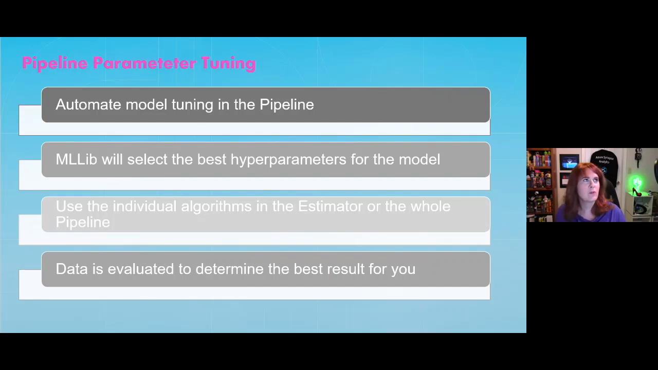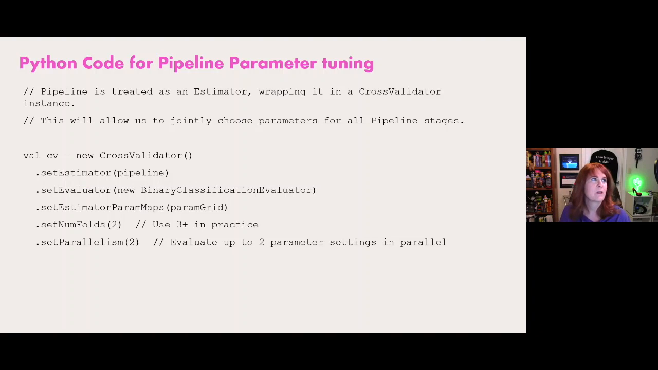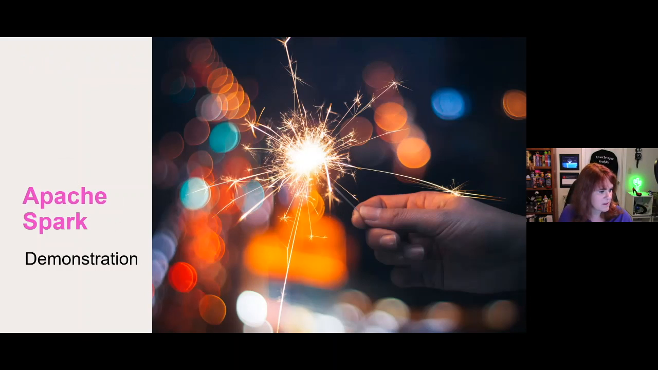You can also tune your pipeline, and MLlib will help you out by selecting the best hyperparameters you could possibly use within your model. You can use the individual algorithms and estimators, or the whole pipeline. The data is evaluated to help you get the best results in your hyperparameters, so you don't have to worry as much about hyperparameter tuning. Here, the pipeline is treated as an estimator, and this allows me to jointly choose parameters for all the different pipeline stages. So let's take a look at code that implements this.